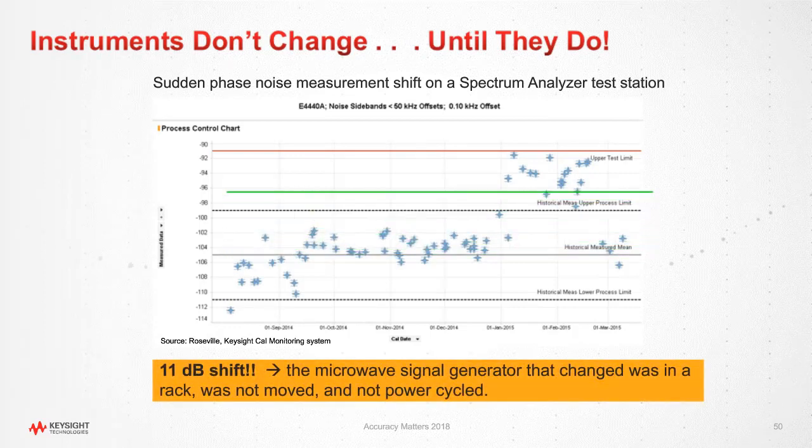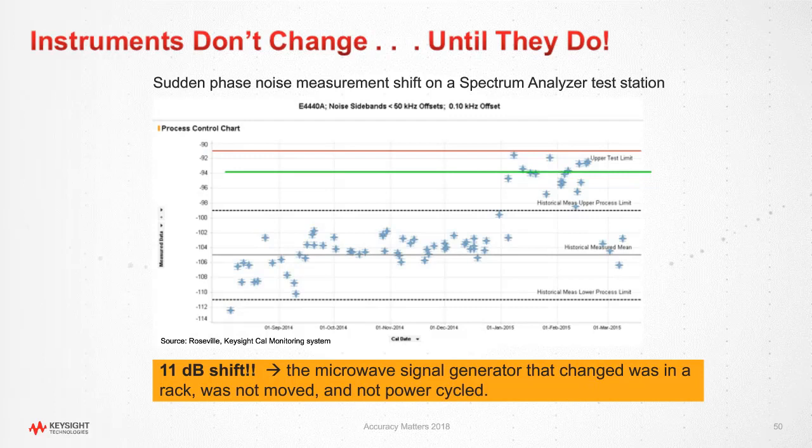Boom. This thing shifted 11 dB. Now it actually didn't fail, so our human technicians didn't notice this, but our process monitoring software caught it, and it turned out we were able to identify this as the source of the problem as a shift in the phase noise of the reference signal generator that was being used to make these tests. The signal generator was in a rack, it wasn't moved, and it wasn't even turned on and off. These are the little conditions that instruments really like to stay nice and stable.